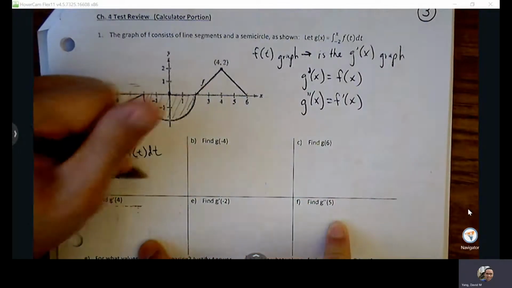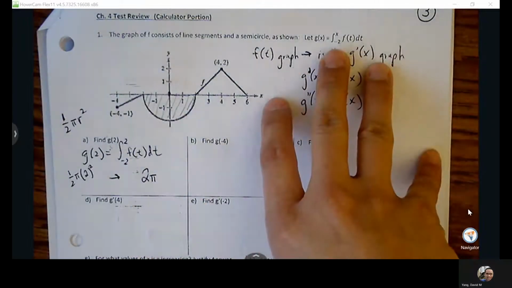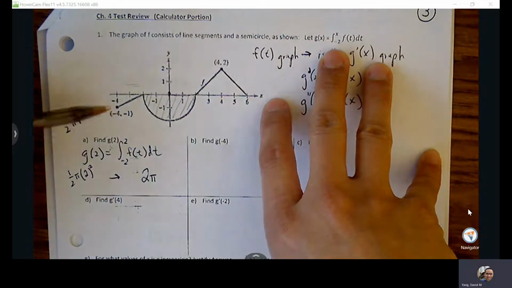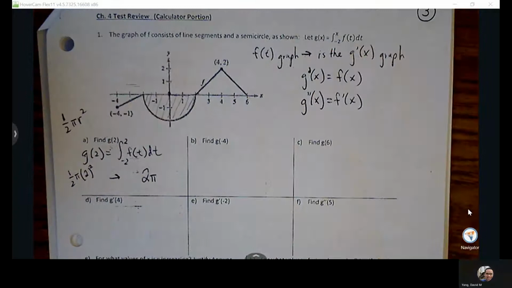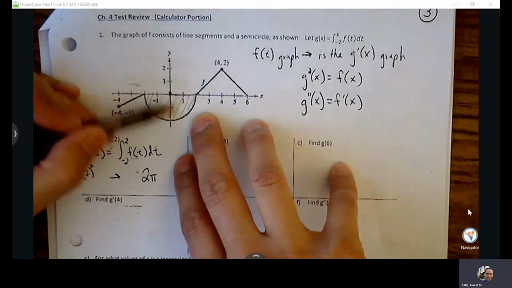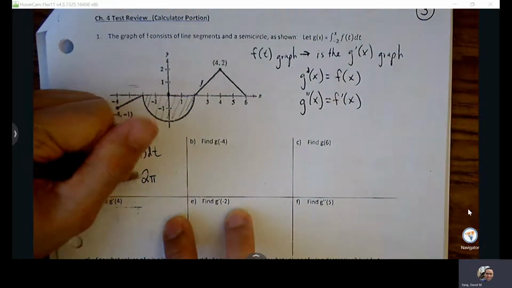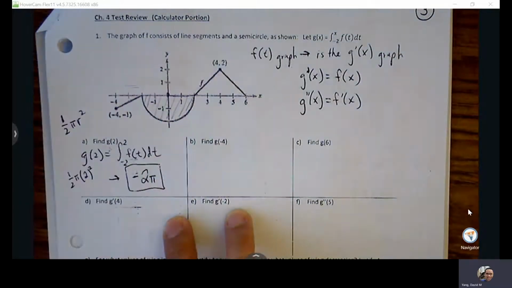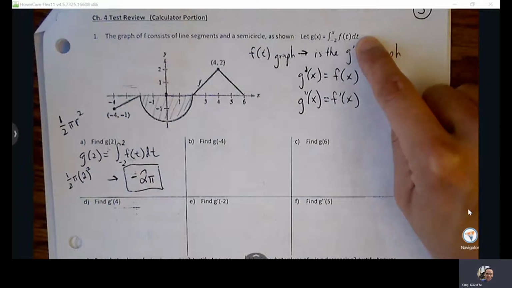Is there any adjustment we have to make, or can we just say it's 2 pi? Right. Where is this located? Yeah, located below the x-axis, right? So for a definite integral, you have to account for the fact that these are accumulations of negative y values. So the definite integral is going to give us -2 pi. Okay, g of -4. Again, we always go back to our definition.